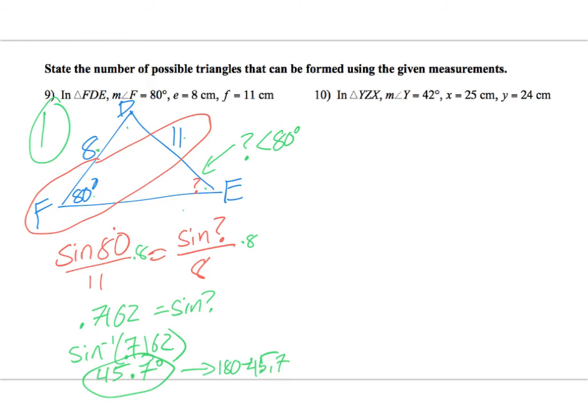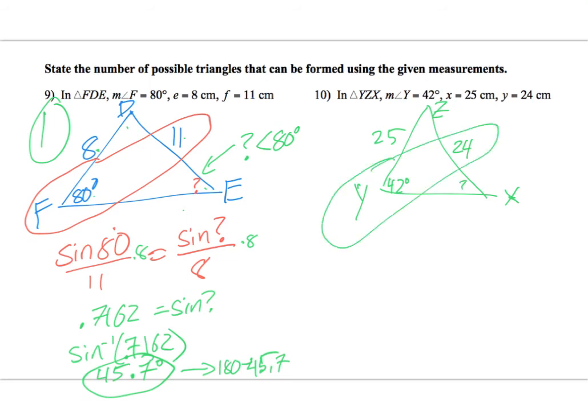For number 10, let's do that same thing. So we're going to do y, z, x. We've got 42 degrees. Opposite that is going to be 24. Opposite the x is going to be 25. I'm going to start the same way. I've got a pair here, and I'm looking for the angle for x. So we're going to have sine of 42 over 24 is equal to sine of question mark over 25.